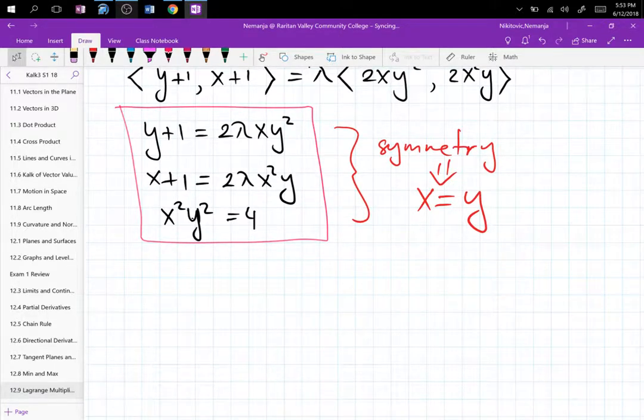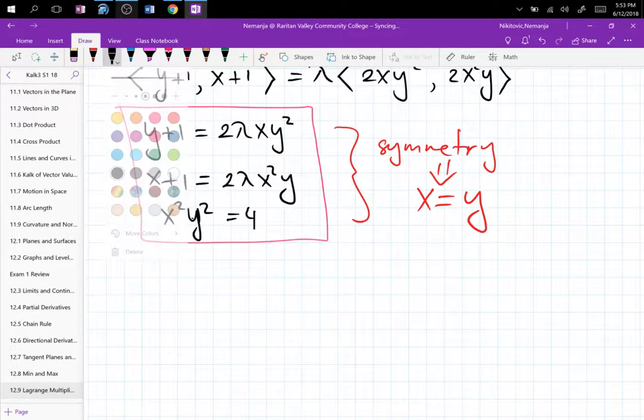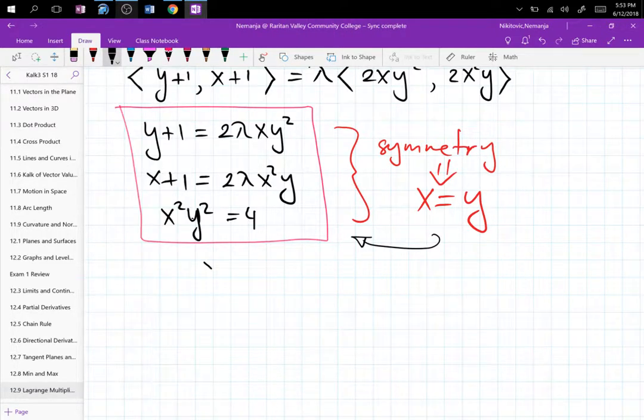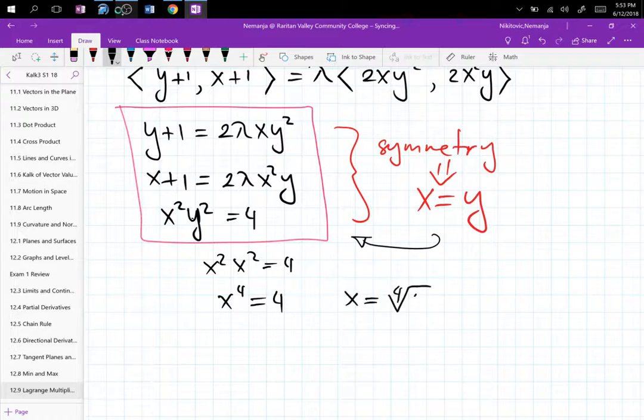Now, as soon as you have x equals y, you can ignore all the other equations and work just on the bottom one, right? So you will take that into the bottom equation, get x squared equals 4, x to the 4th equals 4, x equals the 4th root of 4, which is plus or minus root 2.